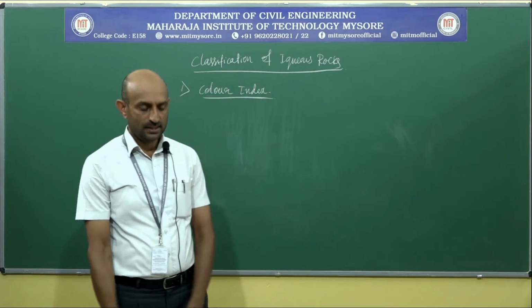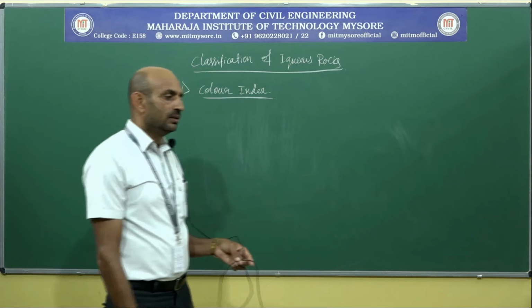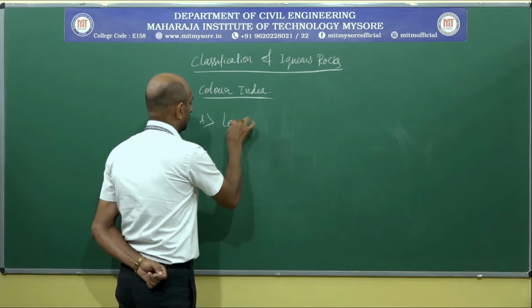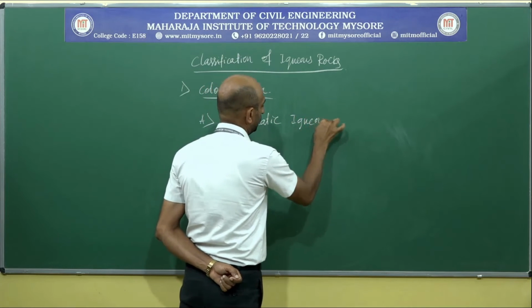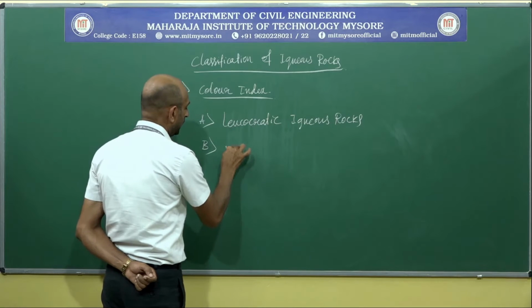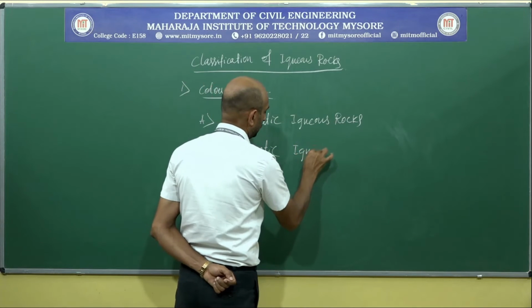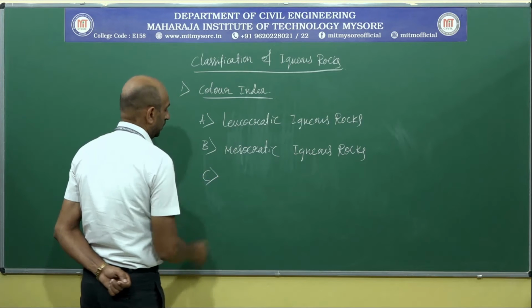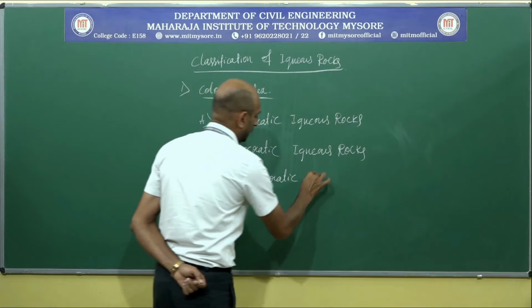Based on color index, igneous rocks are classified into three divisions. Number 1, Leucocratic igneous rocks, number 2, Mesocratic igneous rocks, number 3, Melanocratic igneous rocks.